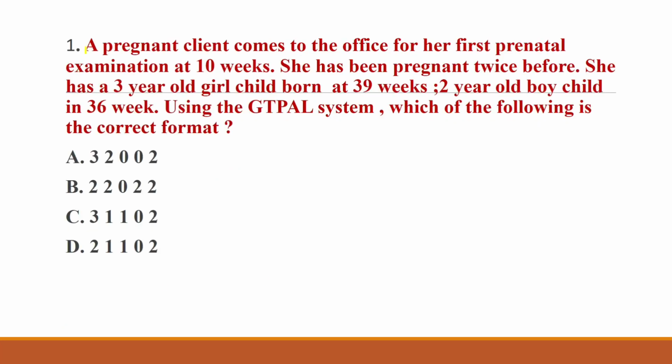First question. A pregnant client comes to the office for her first prenatal examination at 10 weeks. She has been pregnant twice before. She has a 3-year-old girl child born at 39 weeks, 2-year-old boy child at 36 weeks. Using the GTPL system, which of the following is the correct format?